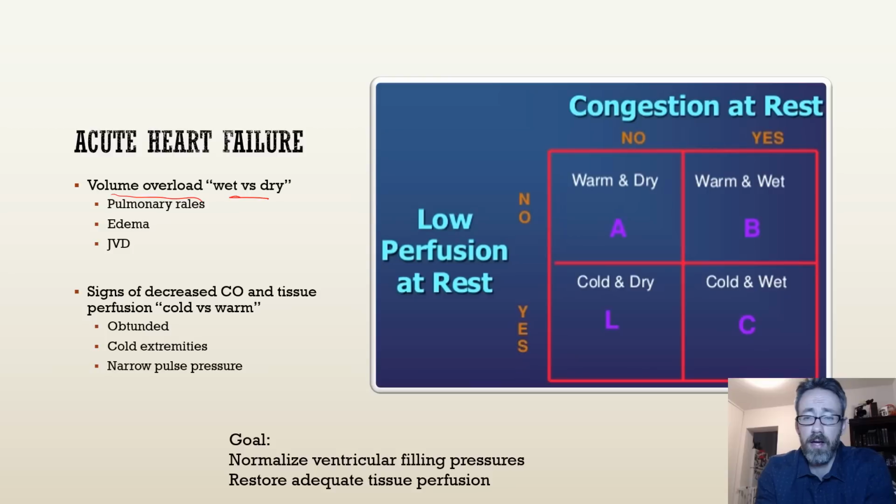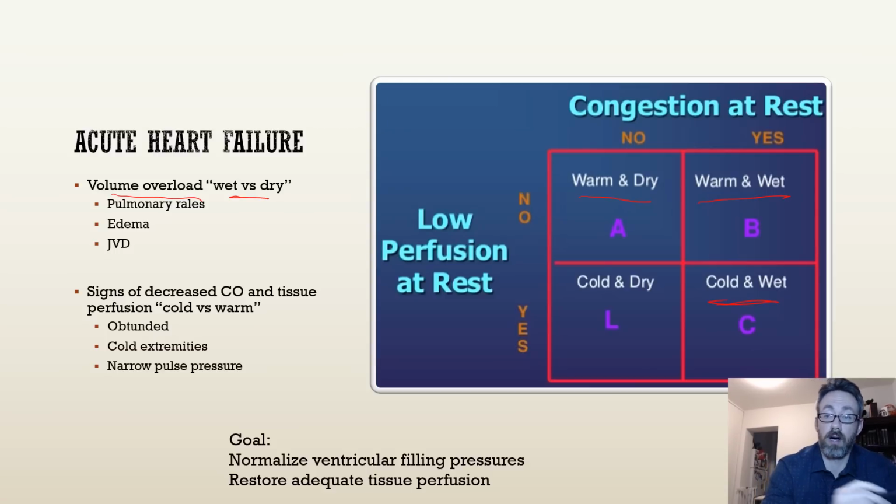So we look at the grid over here, low perfusion at rest and congestion at rest. If they are warm and dry, that's our normal. So if they're having problems breathing or some other issue, but they're warm and dry, then you might want to look for other reasons for these symptoms. If they're warm and wet, that's B. They're warm, so they're perfusing okay, but they're wet, meaning there's some volume overload. So you're hearing rales, or they're edematous, or they have JVD. You might want to initiate something like a diuretic to help offset that, for example.